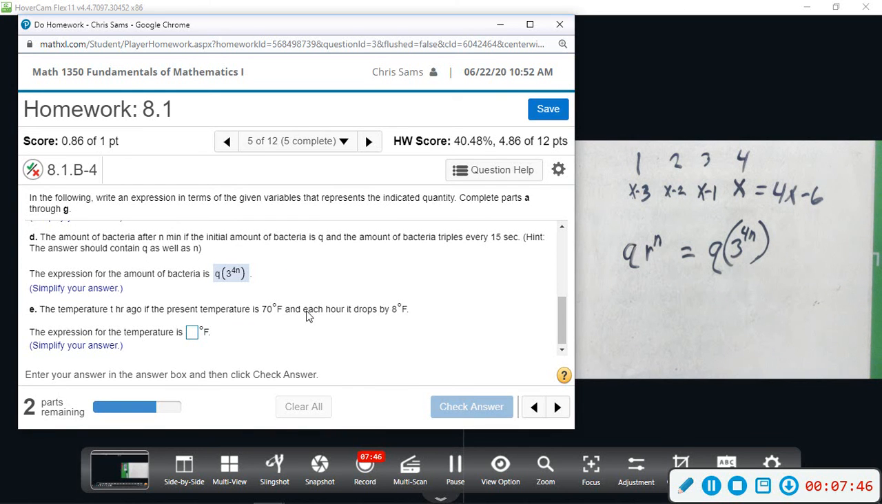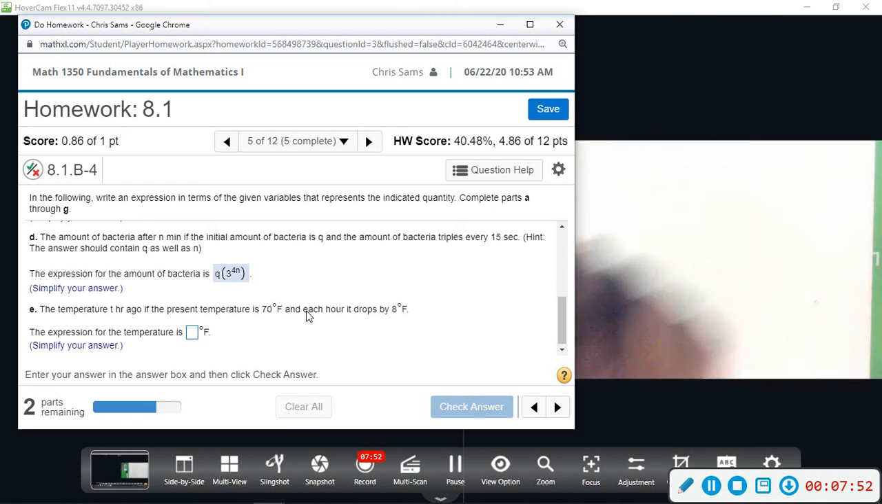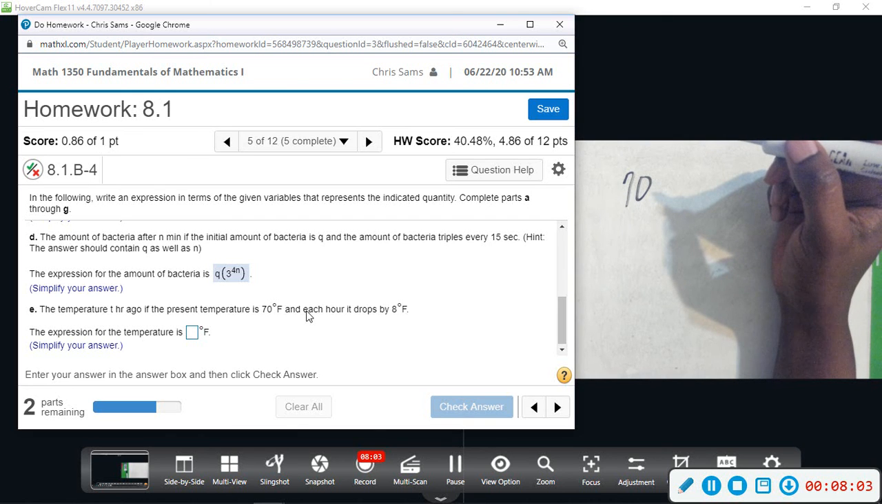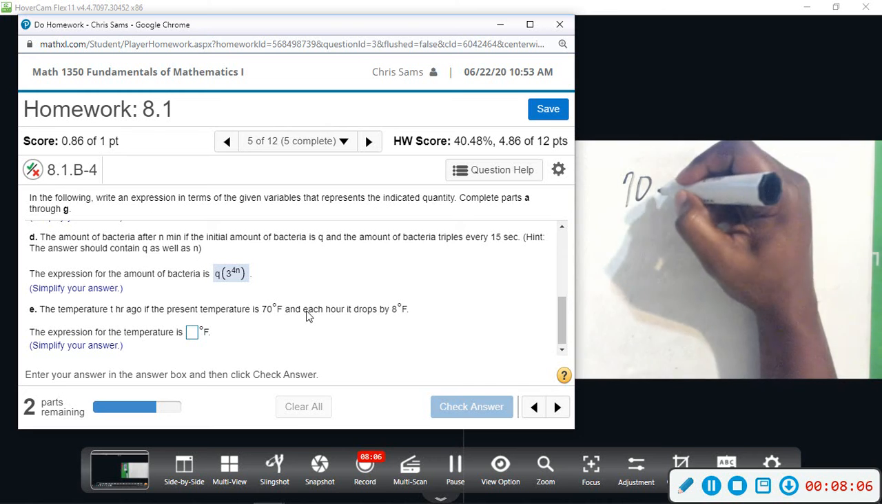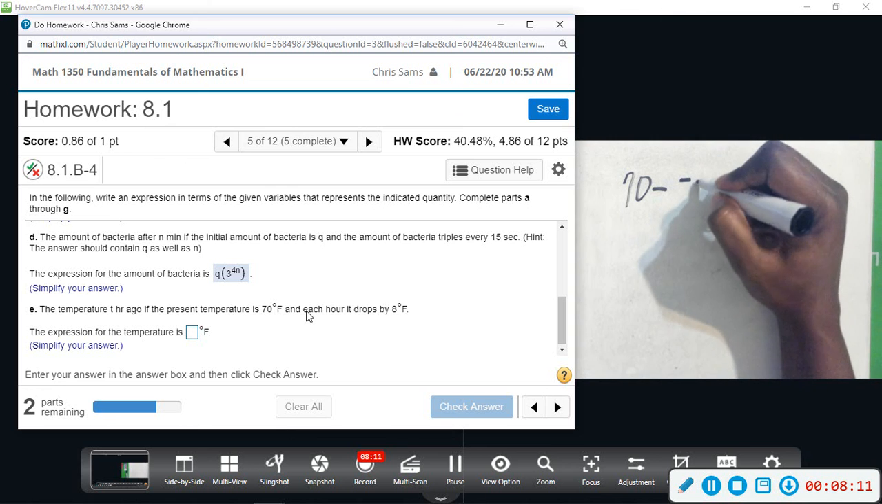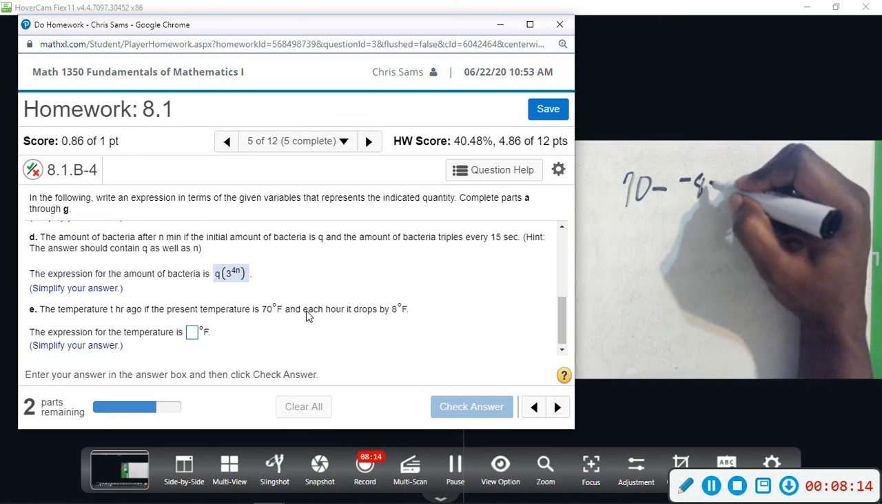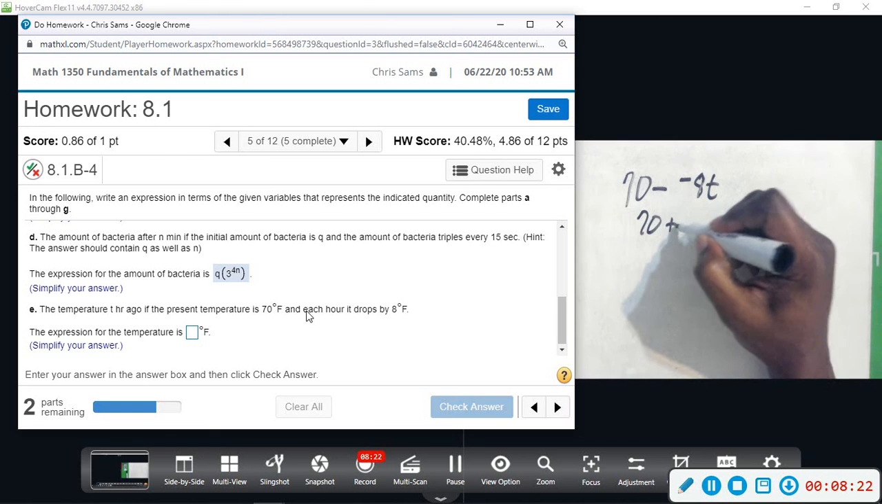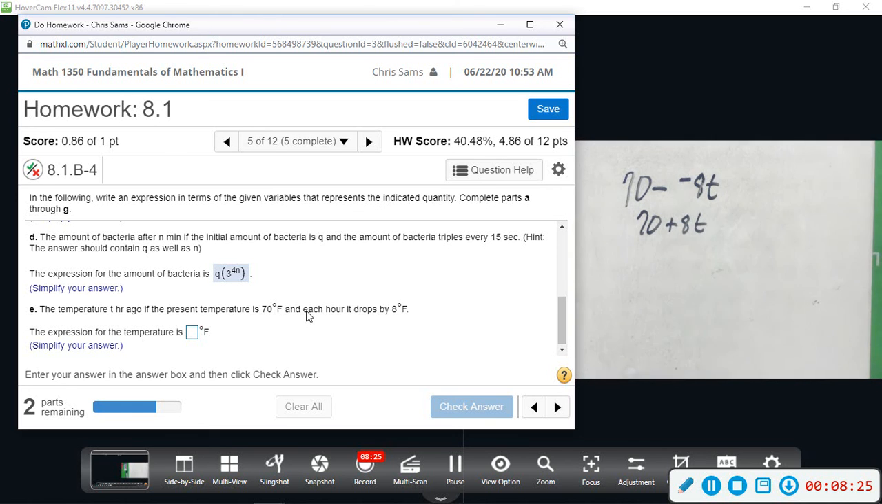Alright, the temperature T hours ago. Okay, so we're going back in time. It says T hours ago, so we're not moving forward, we're going backwards. If the present temperature is 70, and each hour it drops, so we're going back, which means T hours ago minus, and the temperature is dropping 8 degrees each hour, so 8 times T. So minus a negative, this will give us 70 plus 8T, since we're going backwards.